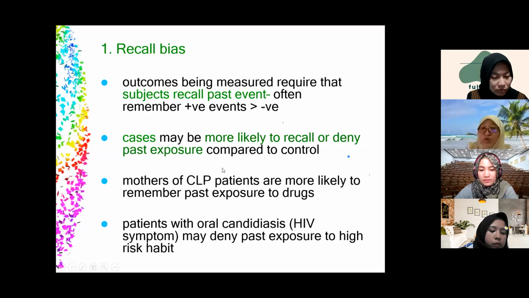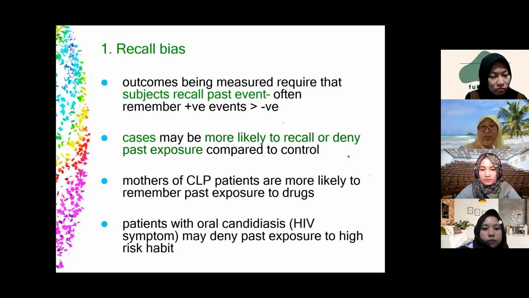For example, if this study, the paper that you are reading now, has the objective to see whether, in patients with cleft lip and palate, the mothers took any medication or not during pregnancy. Yeah. So you will have two groups. One group, patients with cleft lip and palate. The other group, normal patients. And you will ask the mother of the CLP patient and the mother of the normal patient. You will ask, okay, during pregnancy, did the mother take any medicine, this medicine, this medicine?